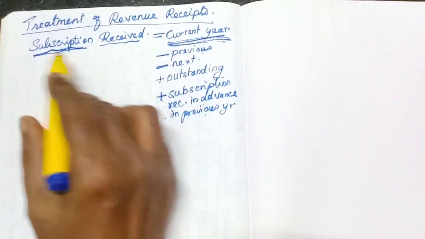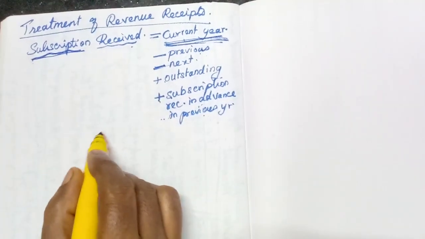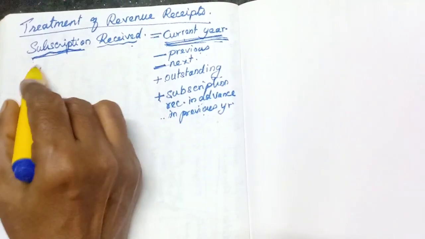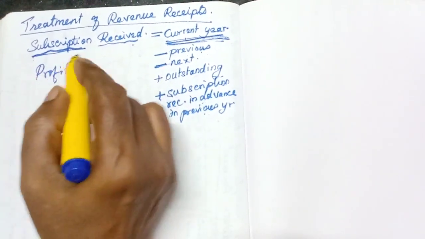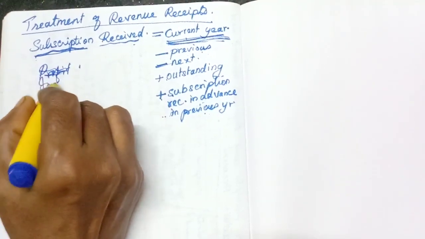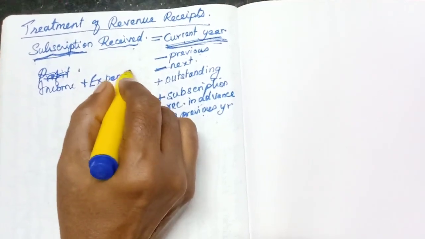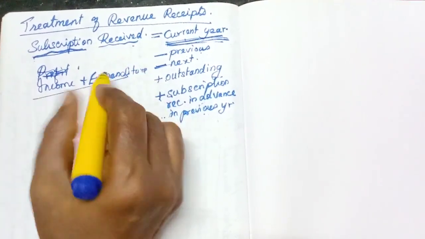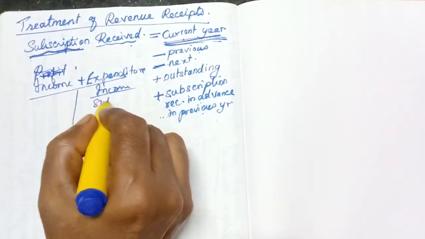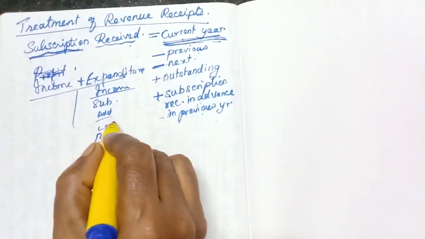Now, for the same item, the subscription received, how will this appear in the balance sheet? First you know where it will appear in the income and expenditure account, not the profit and loss account. We enter all the income on the credit side, isn't it? Here we will write the subscription, then add and less, like that we write.